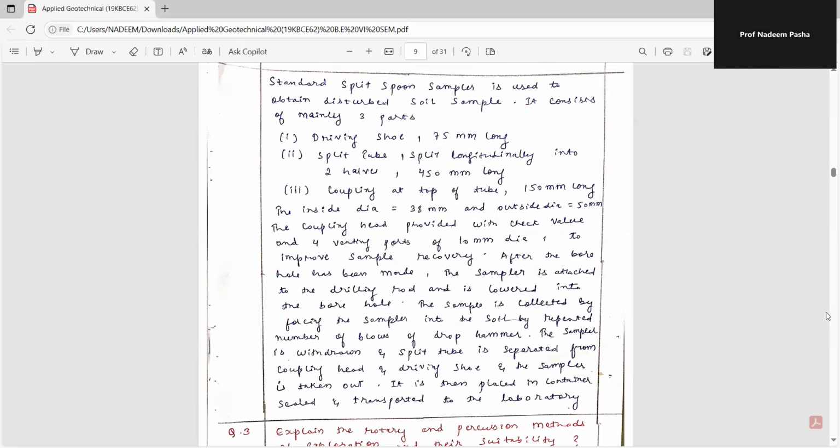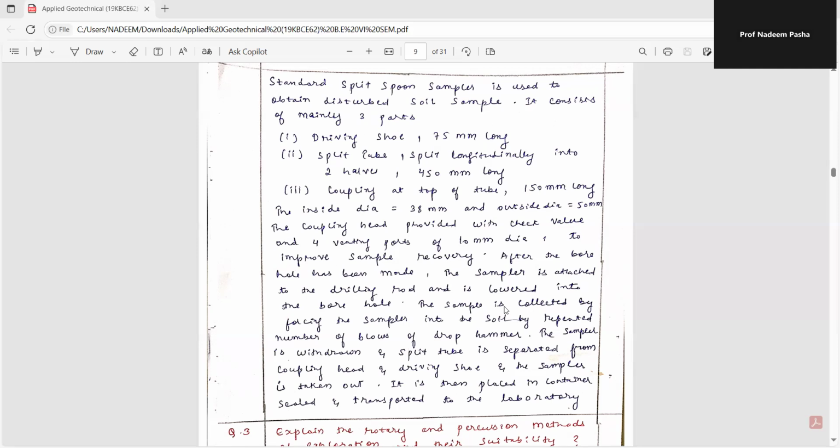Standard split spoon sampler is used to obtain disturbed soil samples. It consists of mainly three parts. Number one, driving shoe, 75 mm long. Number two, split tube, split longitudinally into two halves. Number three, coupling at the top of the tube, 150 mm long. The inside diameter is 38 mm and outside diameter is 50 mm. The coupling is provided with a check valve and four venting ports of 10 mm.